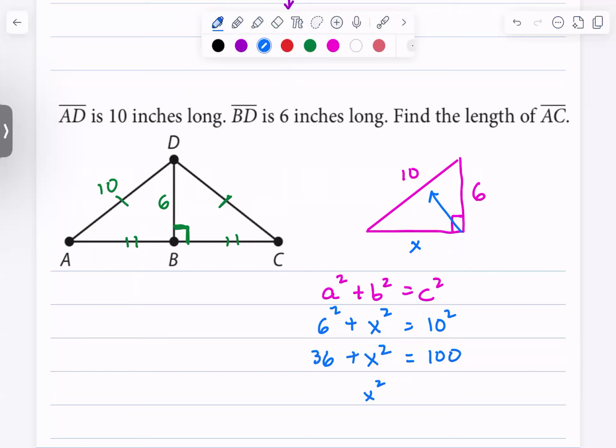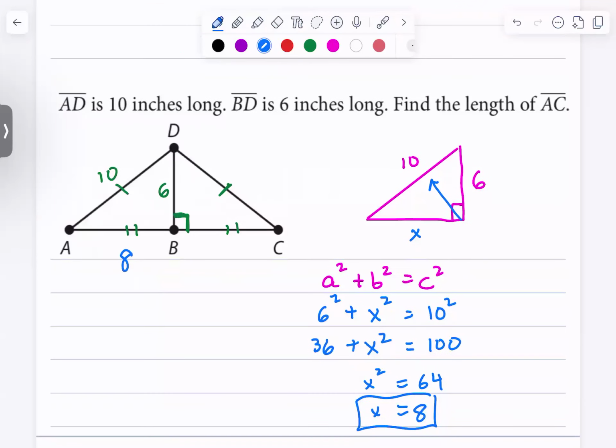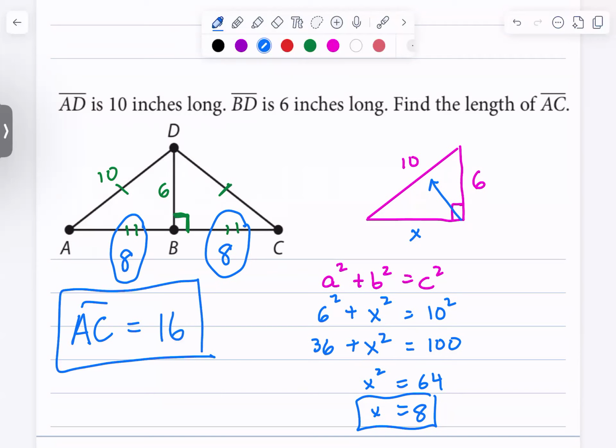Subtract 36 on both sides, you get 64. And square root both sides, so x equals 8. We're good with that math. So that's 8, right? AB is 8. I have to figure out what AC is, but since AB has 2 tick marks and BC also has 2 tick marks, that's also 8. So AC is then going to equal 16. 8 plus 8, 16. Okay, cool. Questions? Simple, right?